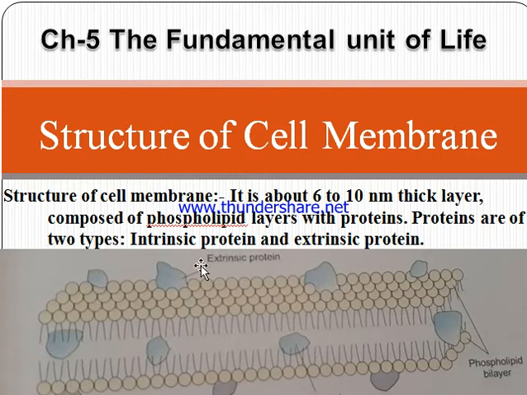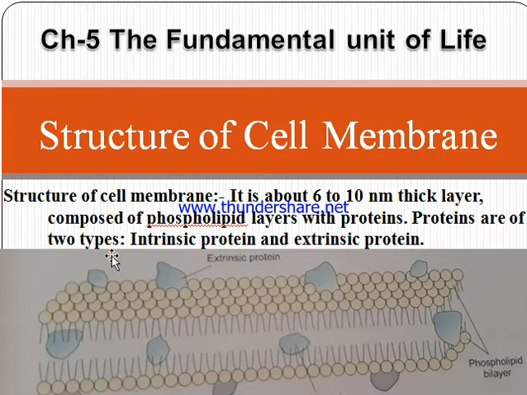Proteins are of two types. One is the intrinsic protein, the other is the extrinsic protein. What is the intrinsic protein? If the protein gets completely inside, in between the membrane, it is known as intrinsic protein. Like these 1, 2, 3, 4. These 4 proteins are completely inside the membrane, known as intrinsic proteins.